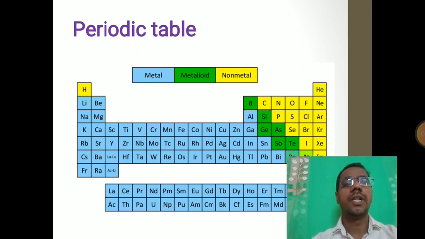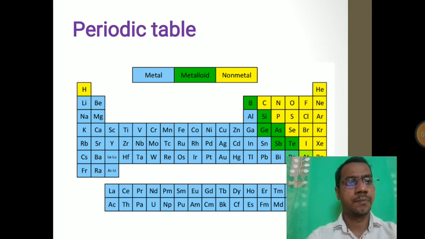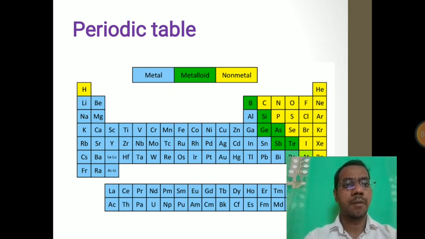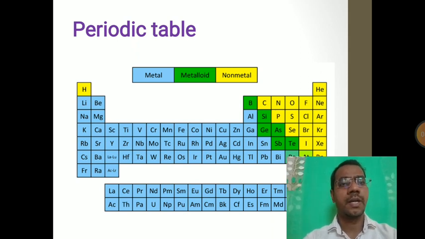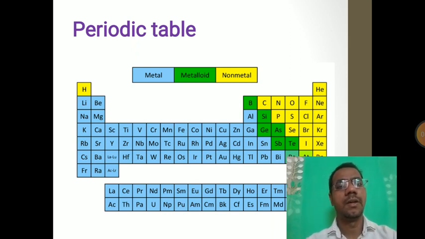So what is meant by metalloid? Metalloid means the element which shows the properties of both metals and non-metals. They are present between these two. Okay, so this is the periodic table. Don't go into detail, because in the next class we will go into detail on how exactly the periodic table is to be memorized.